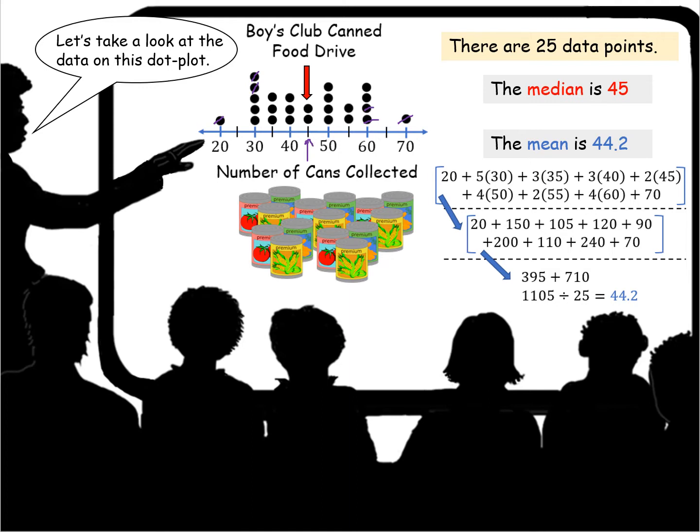Now, we can also calculate the mean. We take each data point and we multiply it times its value. So, for example, we have 20. It's 1 times 20. We have 1, 2, 3, 4, 5 times 30, 3 times 35, etc. And when I do all the multiplication and the addition, I find that the mean is 44.2. So I have that data. I can calculate that data from a dot plot such as this.